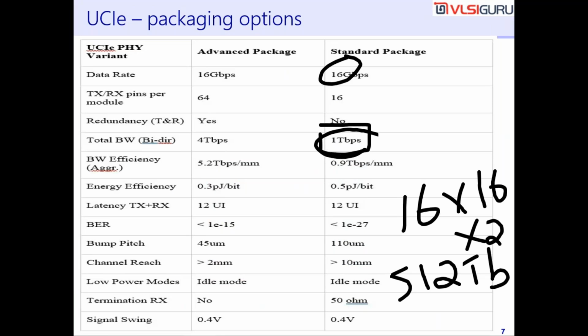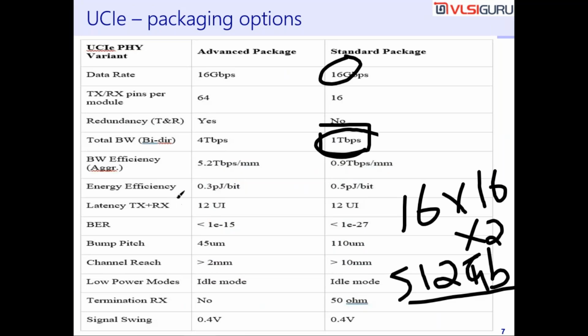I will check and come back on this one, exactly how that one is coming. It should actually be 512 gigabits per second, which will be 0.5 terabits per second. I will check and get back on that exact calculation. And the bandwidth efficiency: the advanced packaging gives 5.2 terabits per second per millimeter, the standard packaging gives 0.9 terabits per second per square millimeter.